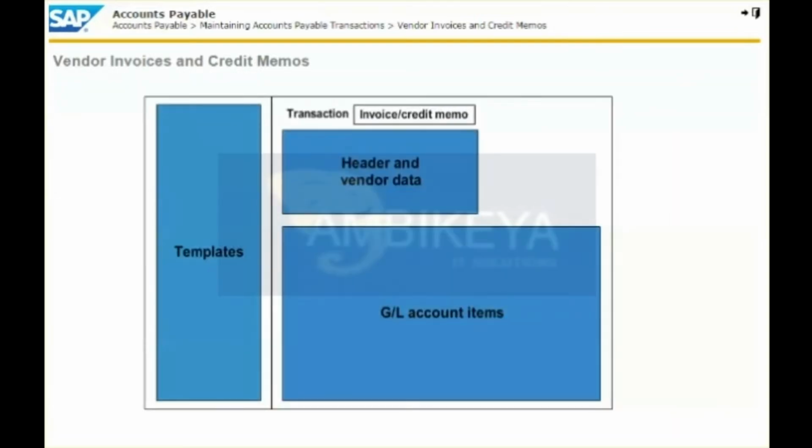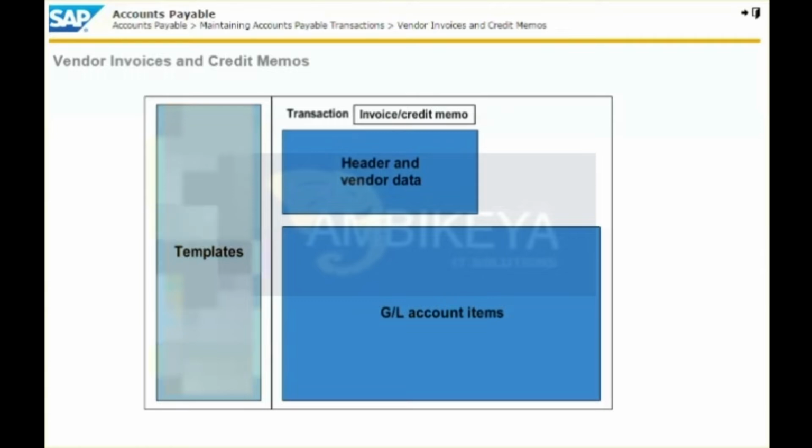You can easily create and post vendor invoices or credit memos using a one-screen transaction. This type of invoice entered directly in Accounts Payable is a miscellaneous invoice without reference to a purchase order. The Accounts Payable entry screen is divided into the following areas.